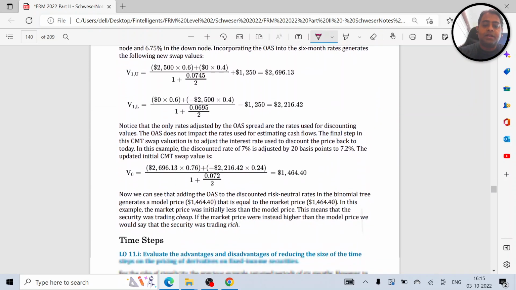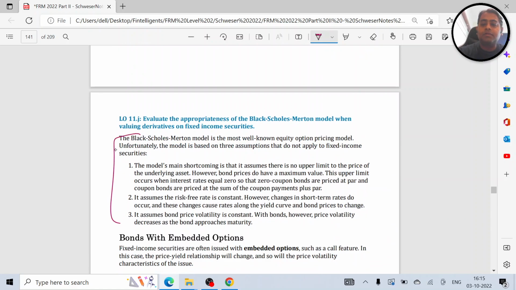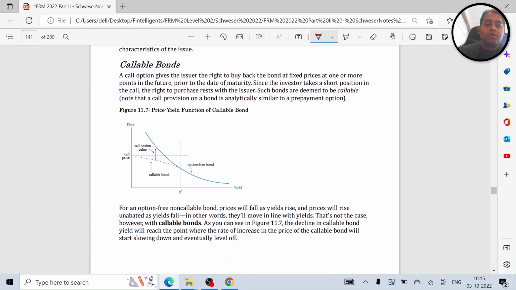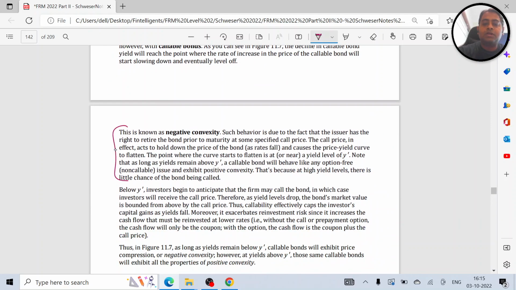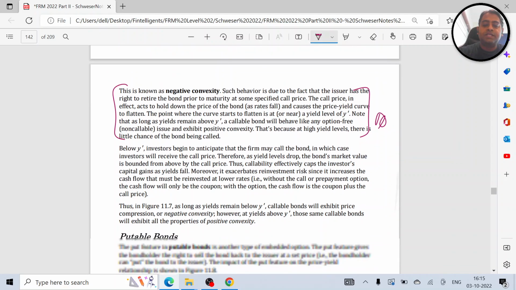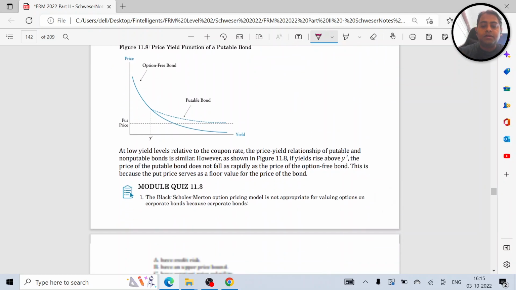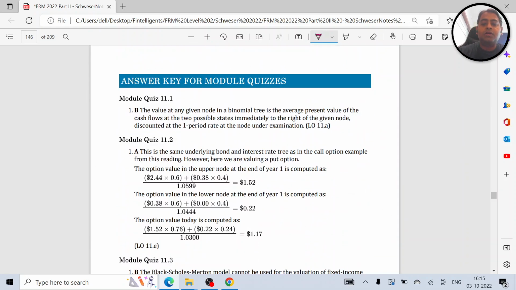Option adjusted spread is okay. This part is important. Callable bond, this diagram is important. This concept of negative convexity is important because we have been hearing about only positive convexity. That is why I've highlighted it. The rest, everything is okay. We can move to the next chapter, the second chapter of term structure.